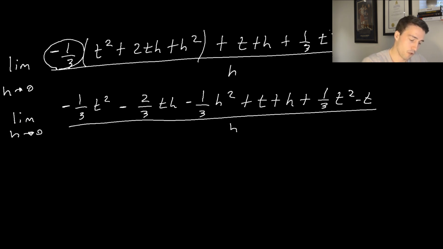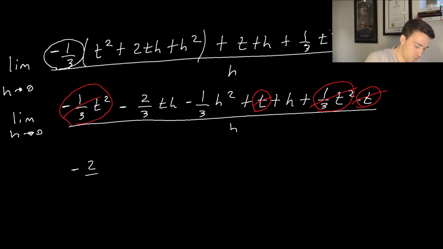So now what we're going to look for is different ways we can cancel these or make this more simple. So negative 1/3 t squared and 1/3 t squared positive, those will cancel. Those will sum to 0. We also have this positive t and this negative t, so that's going to cancel there.